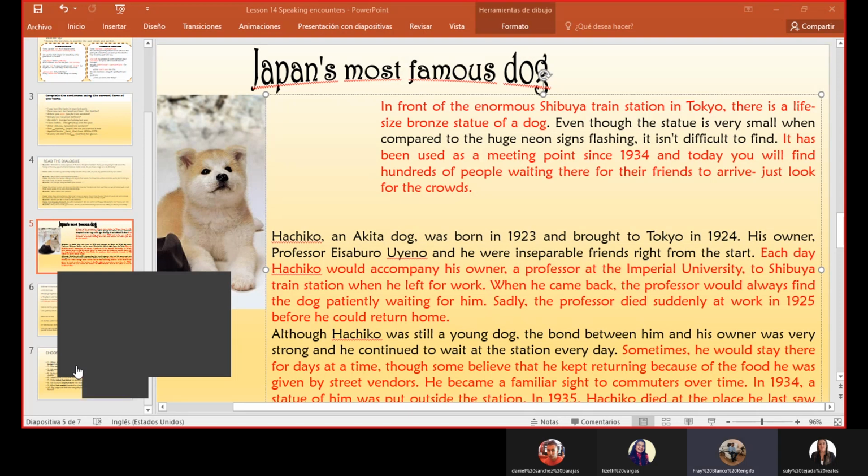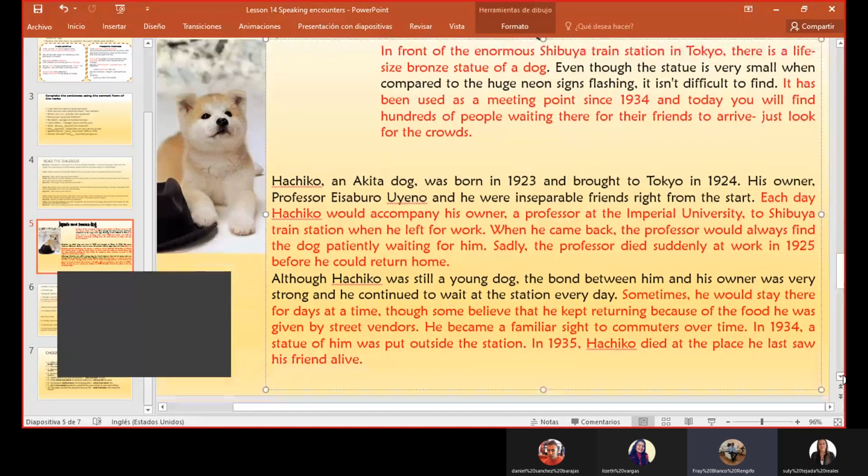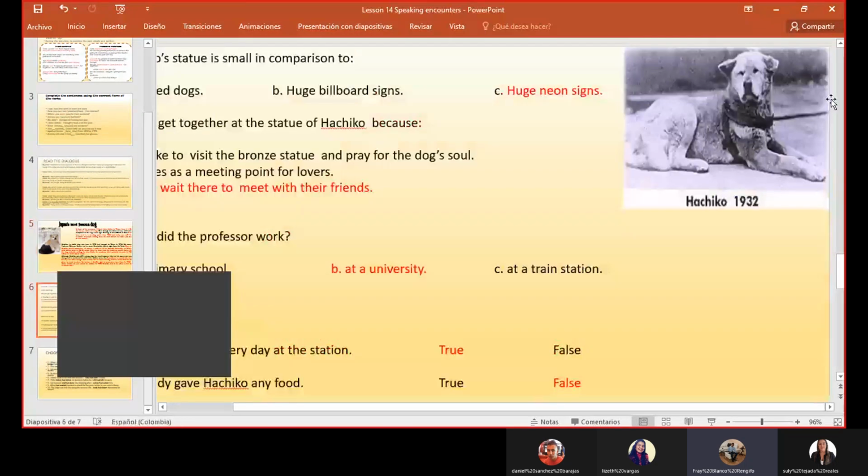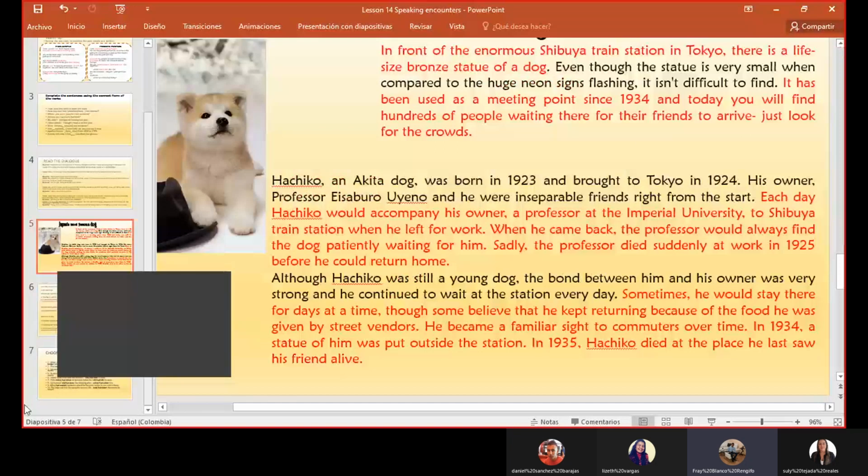Hachiko, an Akita dog, was born in 1923 in Tokyo. In 1924, his owner, Professor Eisaburo Uyeno, and he were inseparable friends right from the start.